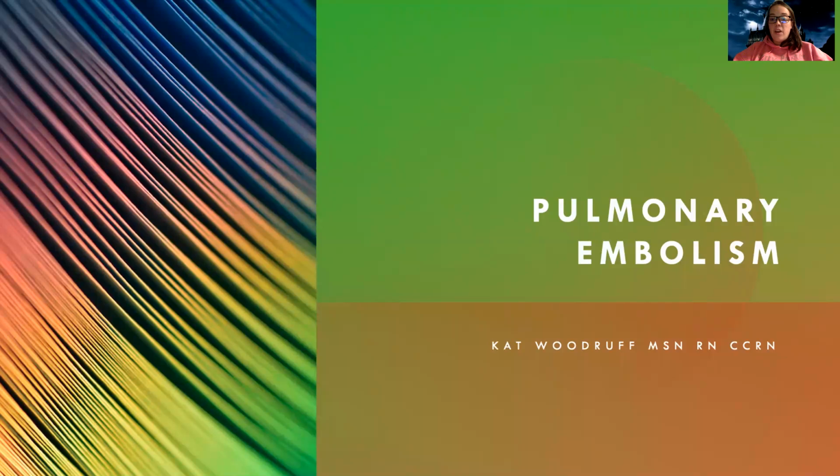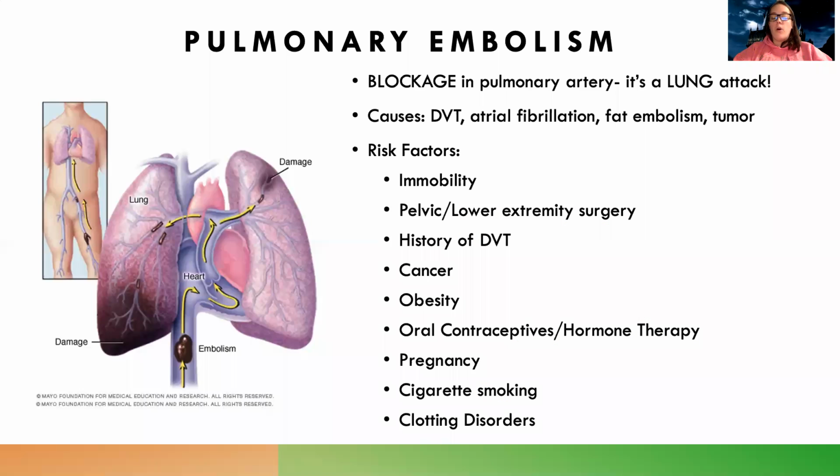Okay, so today we're going to talk about pulmonary embolism. And this is another disorder that's kind of classified under respiratory disorders. You learned in adult about deep vein thrombosis, but a pulmonary embolism is a blood clot that is blocking the pulmonary artery. And so think of it like a lung attack.